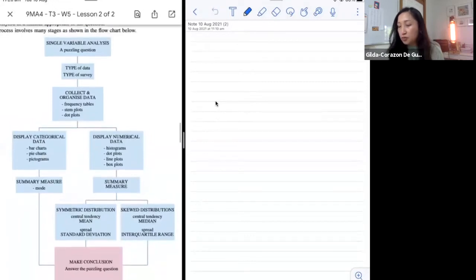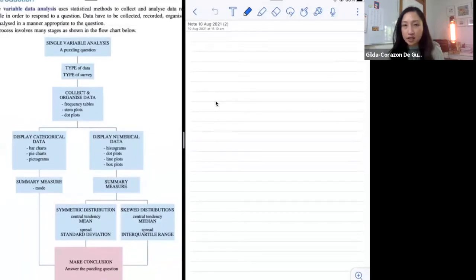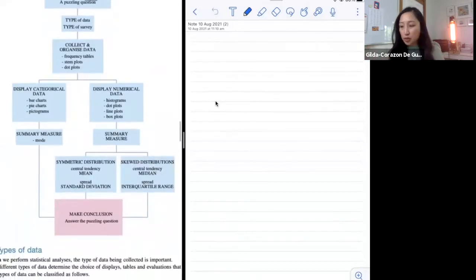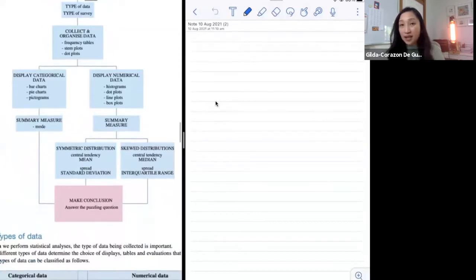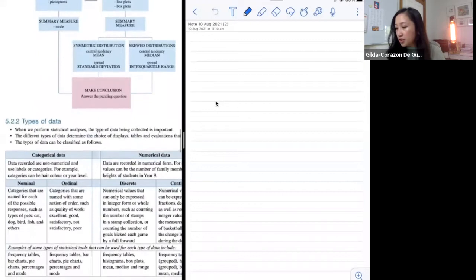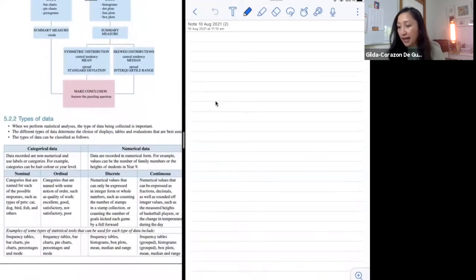And of course, after we've collected the data, displayed the data, and analyzed the data, when we say analyze, that's when we figure out the middle of the score and the spread of the data. Then from those, we would be able to make our conclusions, right? And maybe from there, you can again start asking questions and start a new research or a new question. Okay. Now, as we've said, we've got two types of data. We've got the categorical and also the numerical data.